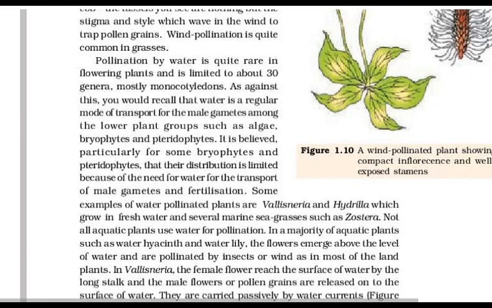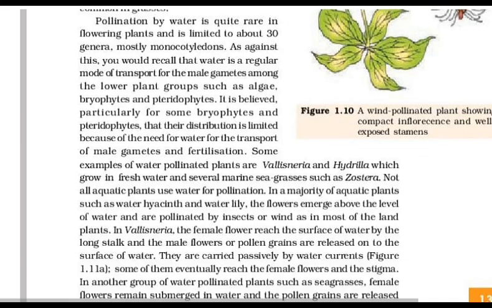Can you list the possible external agents? Kinds of pollination. Depending on the source of pollen, pollination can be divided into 3 types. कितने types? 3 types. First is autogamy. In this type, pollination is achieved within the same flower.